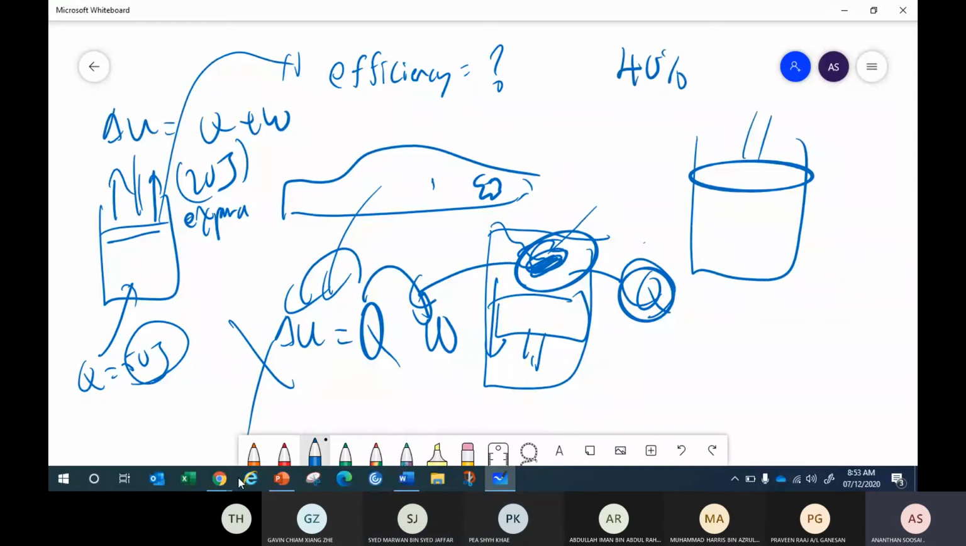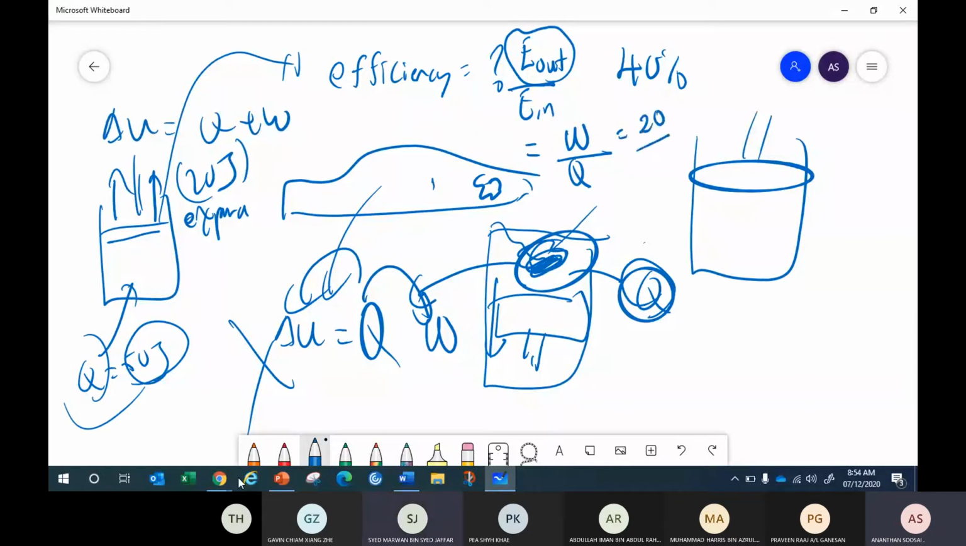So how do you get 40%? Because efficiency is what? Output energy, I put here energy, output energy over the input energy. So output energy for us is which? The work of expansion, the work done, is the output energy. The input energy is what? Your Q. This is efficiency for us. So work in this case was 20 joule, but input heat is 50. So it yields 40%. So the efficiency of the engine is 40%.